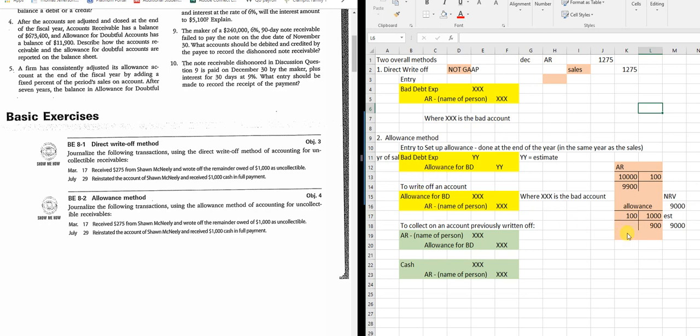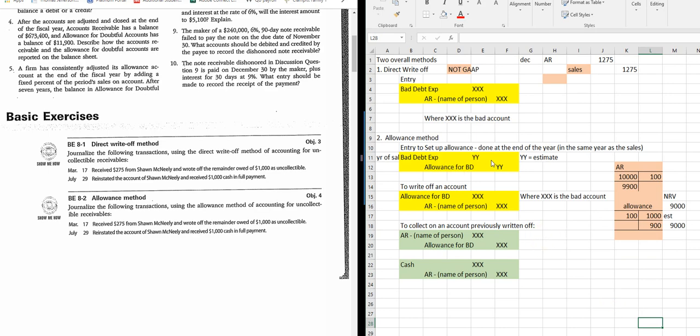So if I have a perfect estimate by the end of the year, if businesses just sold everything in one day and then collected it or didn't collect it throughout the year, and I made a $1,000 estimate, my balance in the allowance at the end of the year would be 0 because I'd have a perfect estimate. Now we're going to talk about that. You never have a perfect estimate. Sure would be nice. Okay.